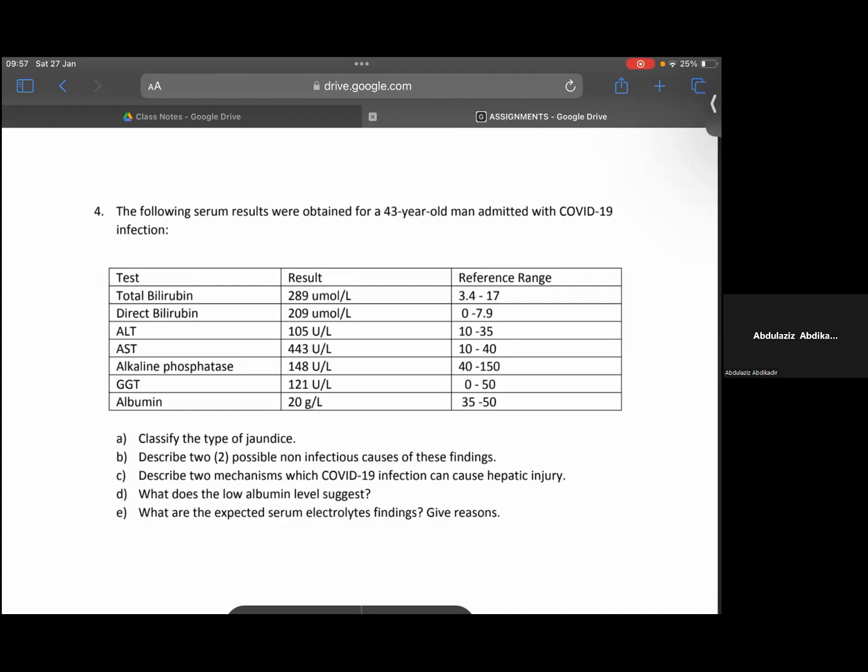What does the low albumin suggest? That could be easy. And what will the low albumin result in? The sign that you remember, there's a difference between sign and symptom. The sign that it will show. What are the expected serum electrolyte findings? Give reasons. And that will be all.